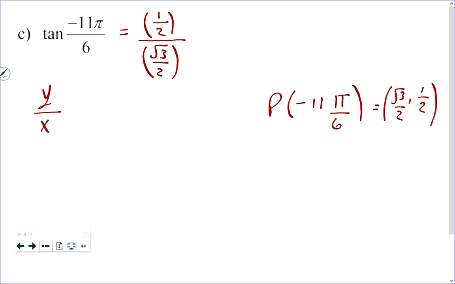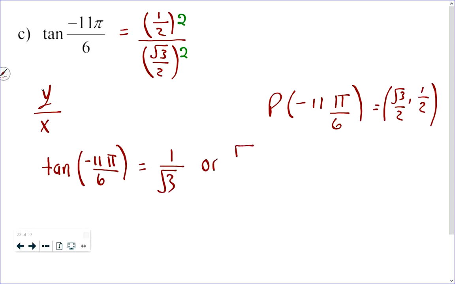I have a complex fraction. I know that some teachers will have taught you how to deal with this in a certain way. I'm going to tell you that you need to multiply the top and the bottom by 2 to cancel those little mini denominators. I think this is the cleanest, most versatile approach that we can use for lots of things. So tangent of negative 11 pi over 6 has a value of 1 over root 3, or root 3 over 3.